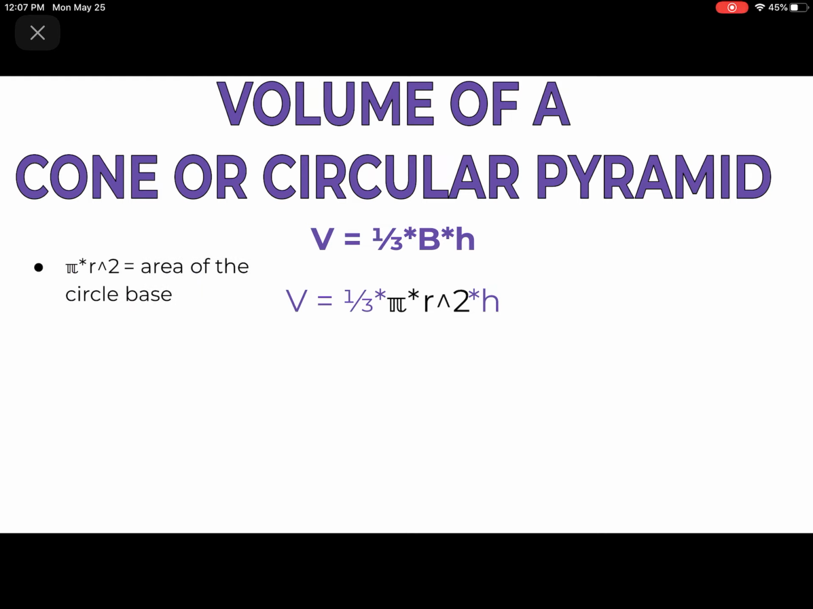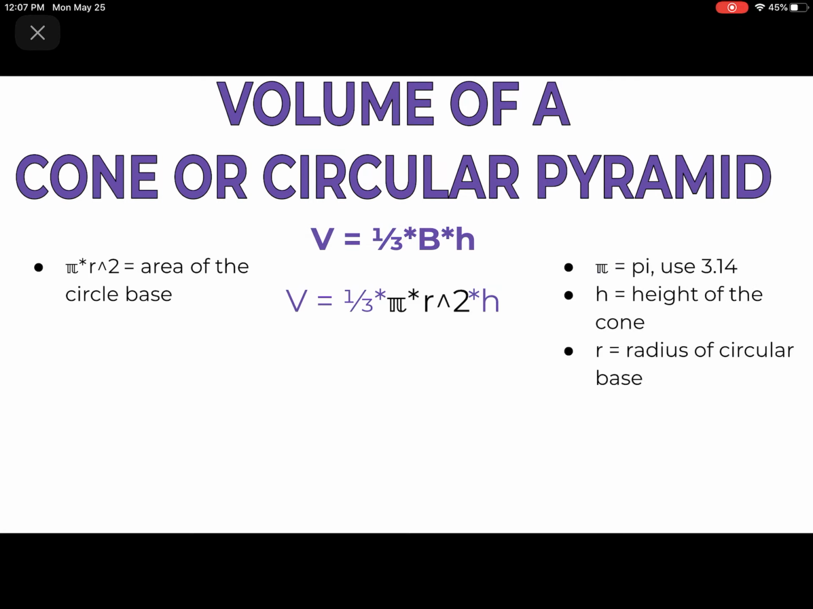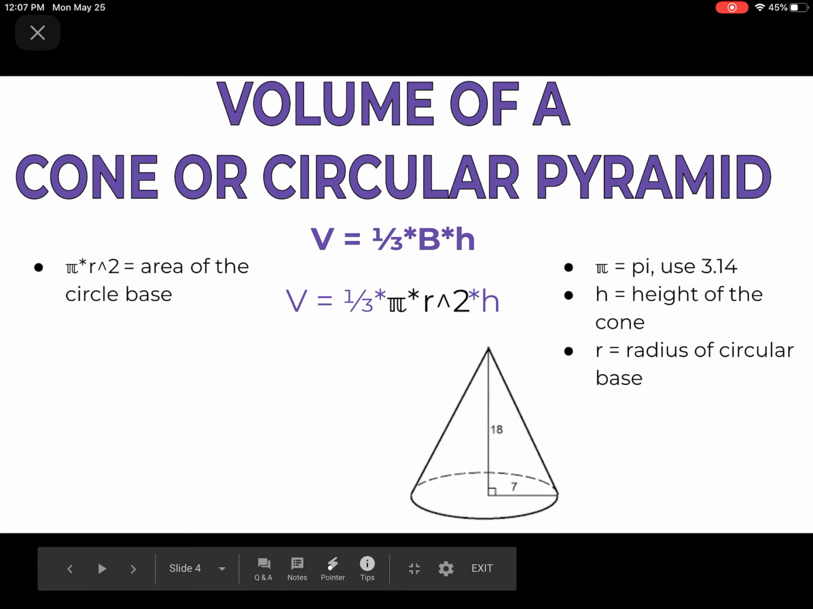So first we're going to start with the volume of a cone or a circular pyramid. Plugging in our base formula, volume equals 1/3 pi r squared h. Pi r squared is going to be the area of our circular base. Pi, we're going to use 3.14. Please do not use anything other than 3.14. H is going to be the height of our cone, and r is going to be the radius of the circular base.